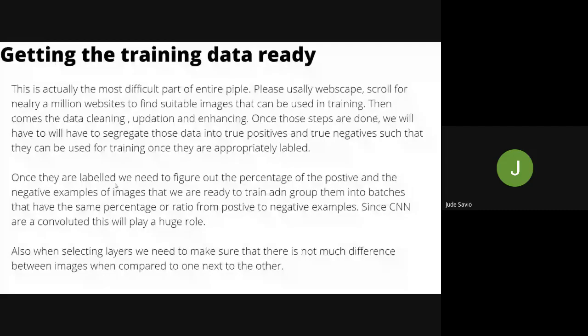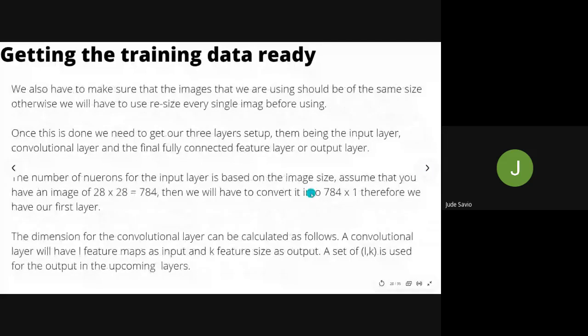Since CNNs are convoluted, this will play a huge role. Also, when selecting images, we need to make sure that there isn't too much variation between them. So basically what I'm trying to say is, with lots of variation, you are going to end up with a model that only identifies the images that you trained it with, not the images that are new to the model. So it will have a difficult time actually finding those. That is what happens there.